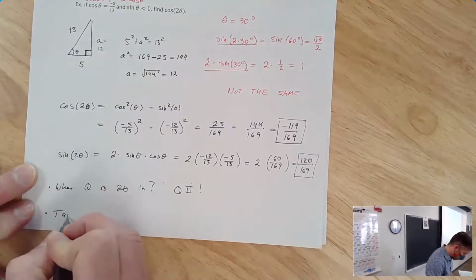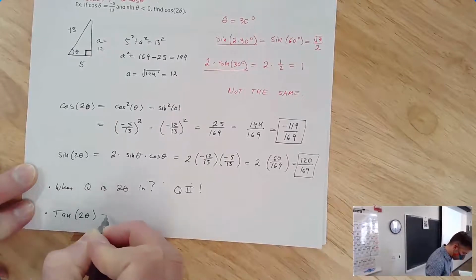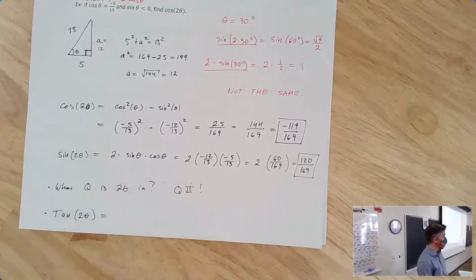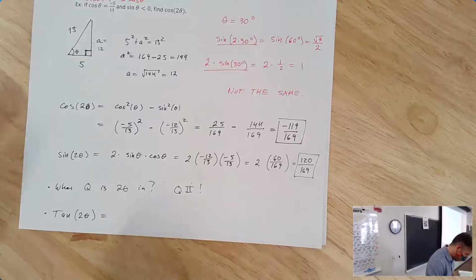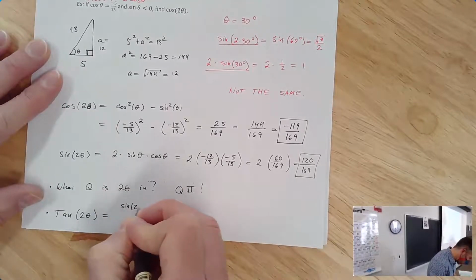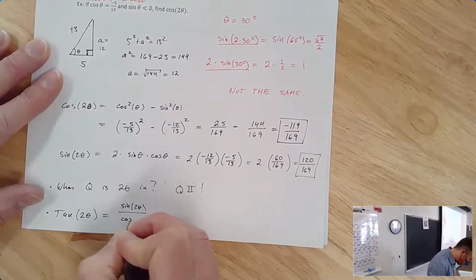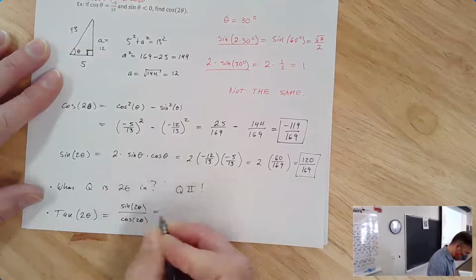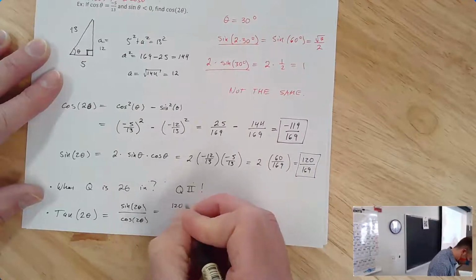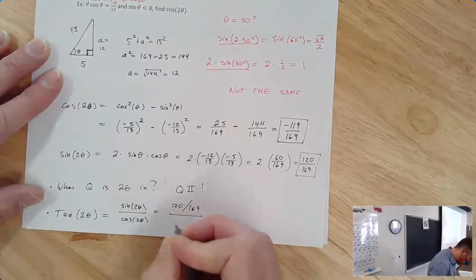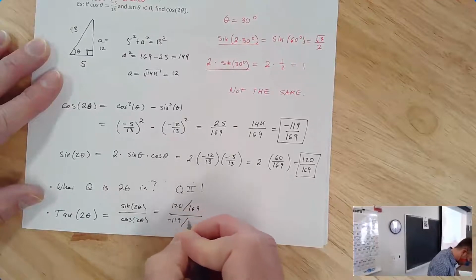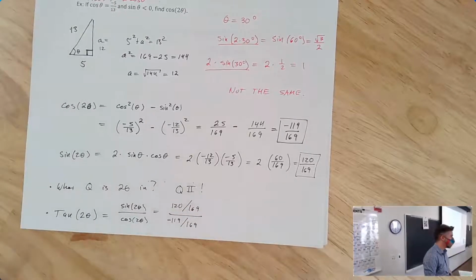What's tangent of 2 theta? Well, this is where I would use the fact that tangent of an angle is equal to sine of the angle divided by cosine of the angle. That's going to be sine of 2 theta divided by cosine of 2 theta. Sine is 120 over 169. Cosine is negative 119 over 169. What cancels right away? What's the only thing that could cancel?